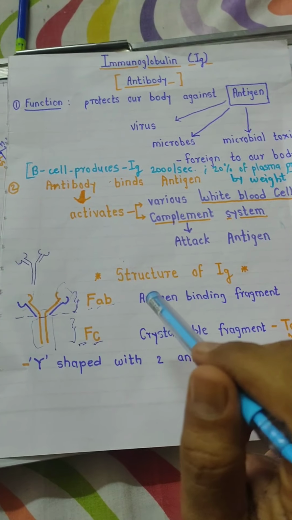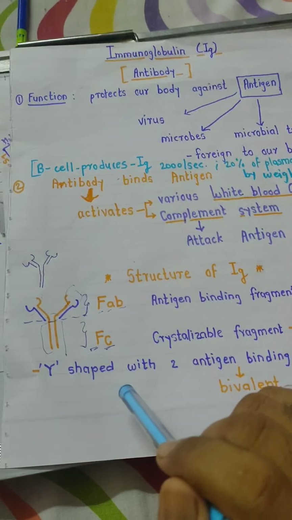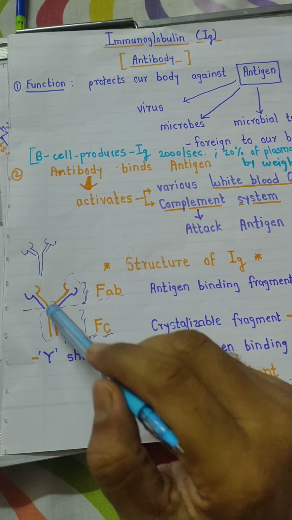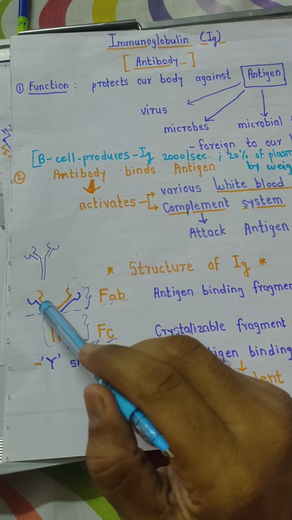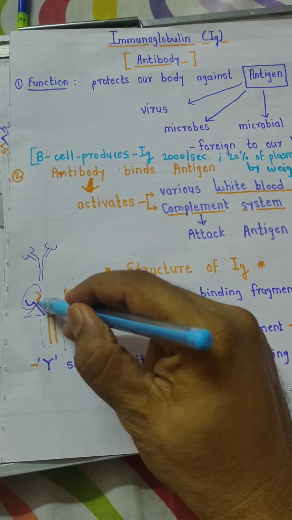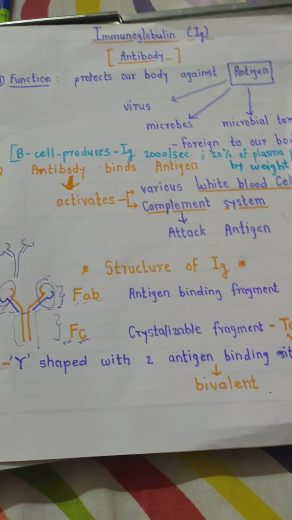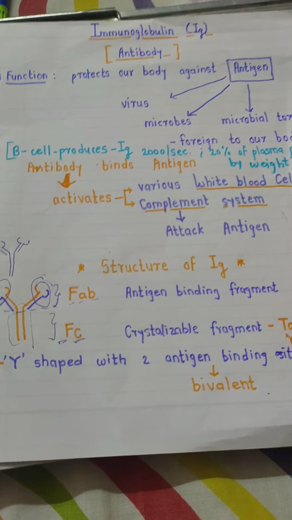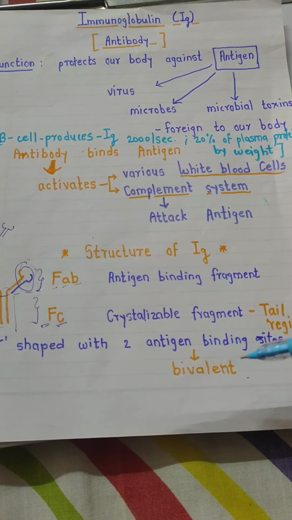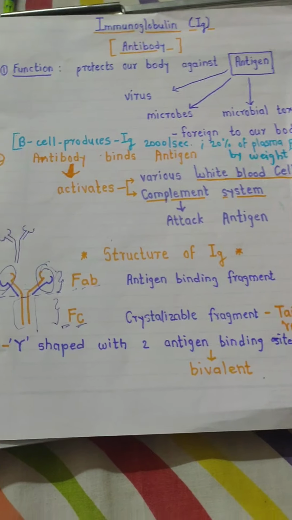The structure of immunoglobulin. Immunoglobulins are typically a Y-shaped structure with two antigen binding sites. So this is the typical structure of immunoglobulin, and these are the antigen binding sites. It means one immunoglobulin can bind to two different antigenic determinants. Due to the presence of two antigen binding sites, the antibody or immunoglobulin is known as a bivalent antibody.